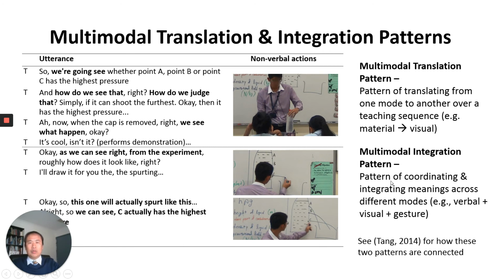The second multimodal pattern is what I call a multimodal integration pattern. This is a pattern of coordinating and combining the meanings from the various modes at any point in time. For example, if you look at this last line over here, when the teacher is making this statement, he is also at the same time using gestures to point at a certain part of his diagram. So multimodal integration patterns look at how meanings are combined and made when these different modes, the verbal, the visual, and the gestural, are put together.